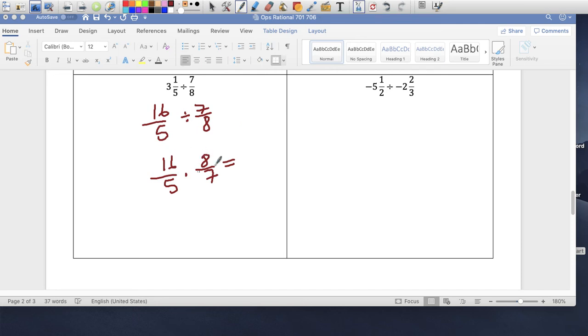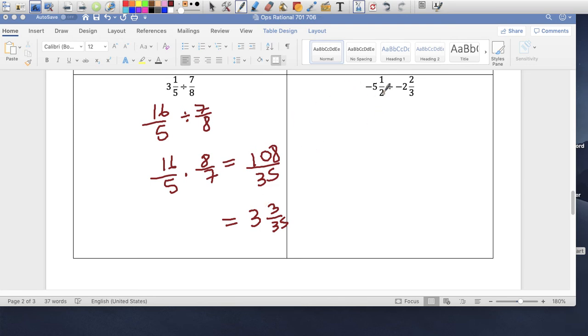And I can't simplify anything, so 5 times 7 at the bottom is 35, and 16 times 8 is 128. Didn't I just do it? Well, 35 goes into that 3 times, and 23 over 35. 3 times, am I doing this right? Yeah, 7 times 5 is 35, so I'm all right.